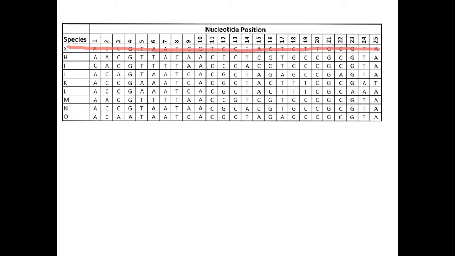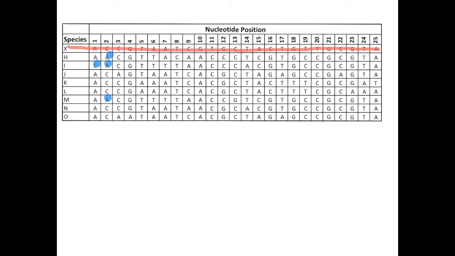Our outgroup will show us what the sequence was originally, and anything that is different from it will have had a change at some point. So let's find those differences. In number 1, it's an A. So the only one that's different is C. In 2, it's a C. So all of these A's are going to be different.